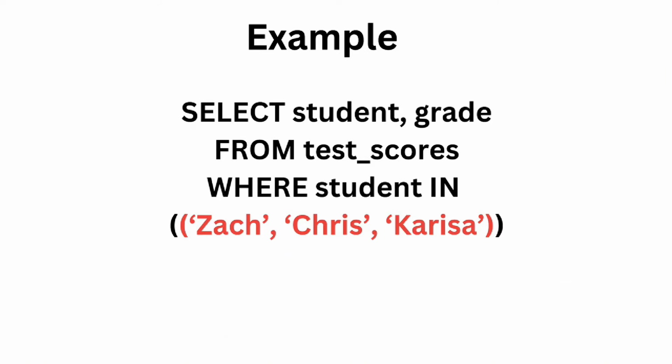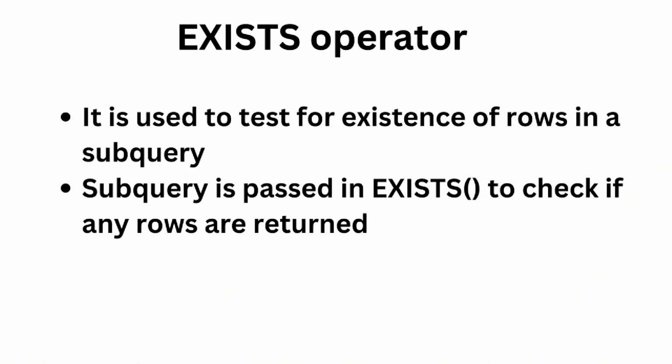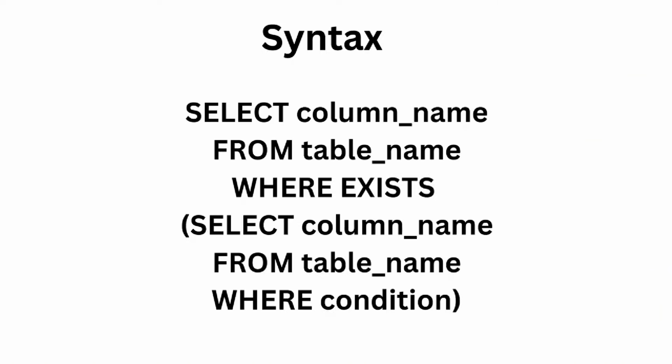So note here, this seems to follow along very similar to a join, but sometimes, especially for complex queries, it's easier to think of them as a subquery. Now, the EXISTS operator is used to test for the existence of rows in a subquery. Typically, a subquery is passed in the EXISTS function to check whether or not any rows are returned with the subquery. So typical syntax would look like this.